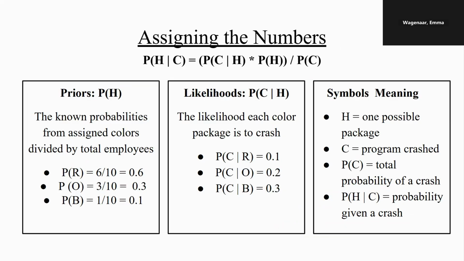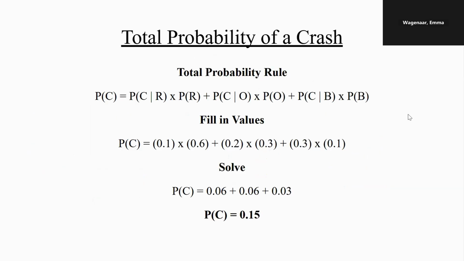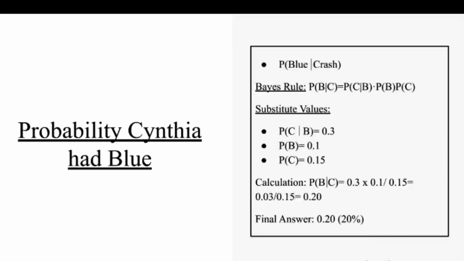And then H equals one possible package, C is the program crashed, probability of C is the total probability of a crash, and probability of H given C is the probability given a crash. And so our total probability of a crash is going to be this equation. And when we fill in the values that we've solved for in our given, we get the probability of a crash is 0.15.